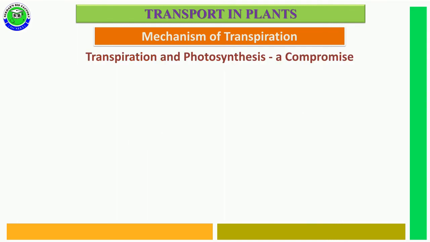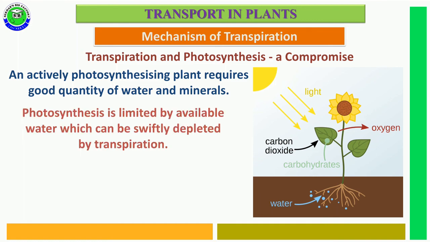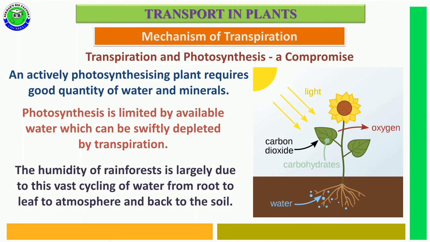So transpiration and photosynthesis, a compromise. An actively photosynthesizing plant needs good quantities of water and minerals. But photosynthesis is limited by availability of water which can be swiftly depleted by transpiration. The humidity of a rainforest is largely due to the vast cycling of water from root to leaf, leaf to atmosphere. Again, it comes back to soil to maintain humid condition in rainforest.